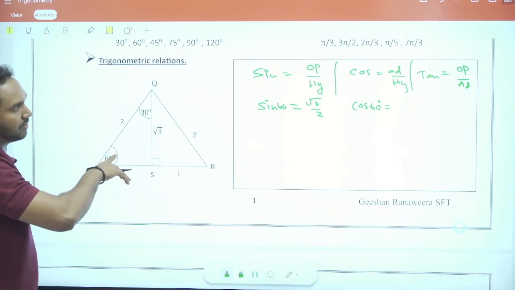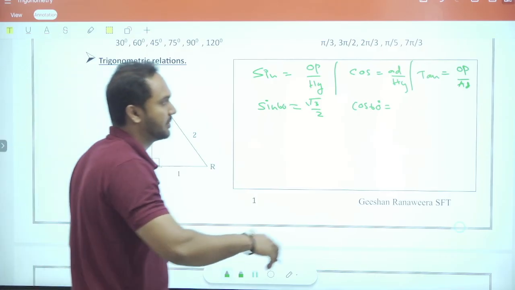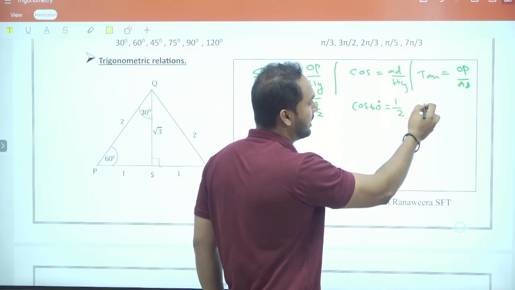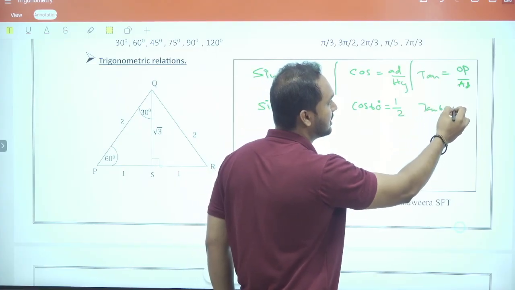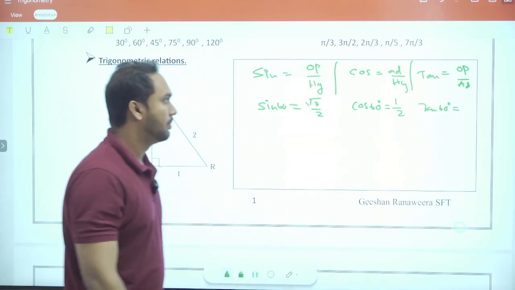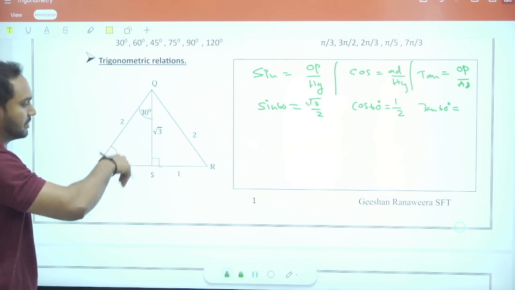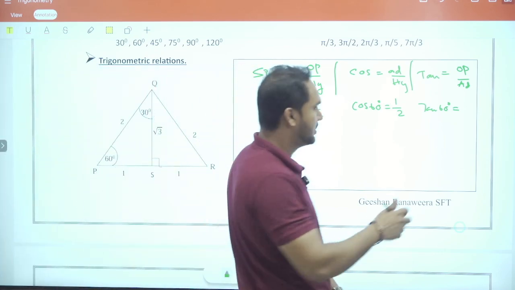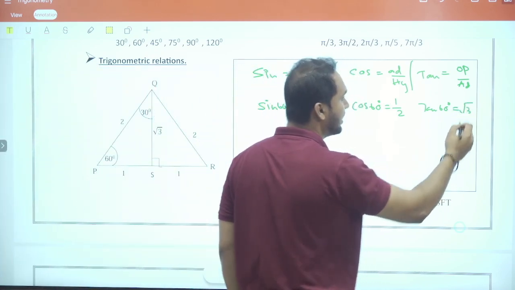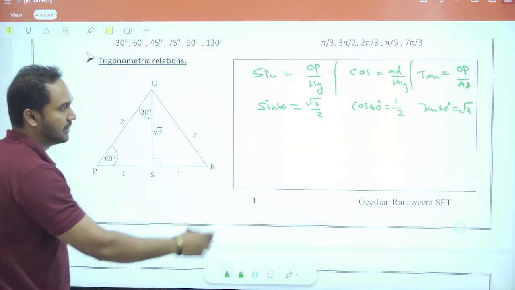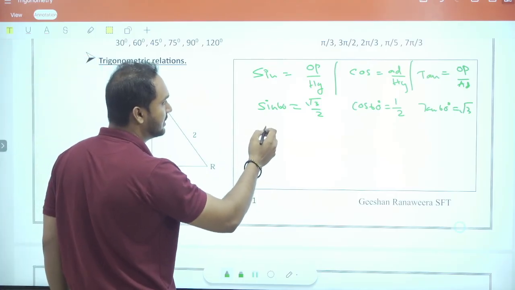The opposite, sorry, adjacent over hypotenuse, which is 1 over 2. And tan 60 is opposite over adjacent, which is root 3 over 1, which is root 3, right? And we discussed the 30 degree values.